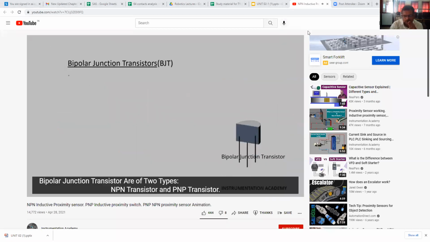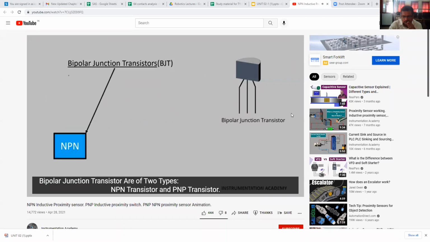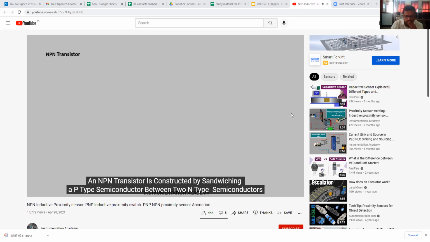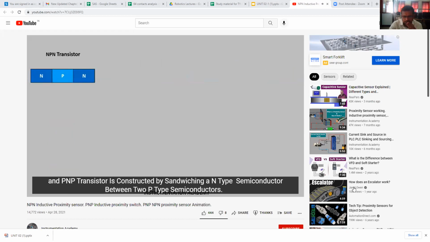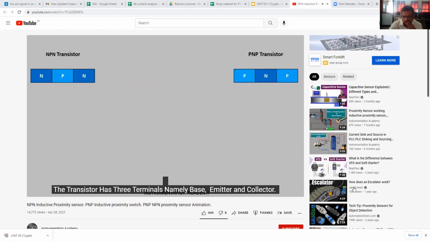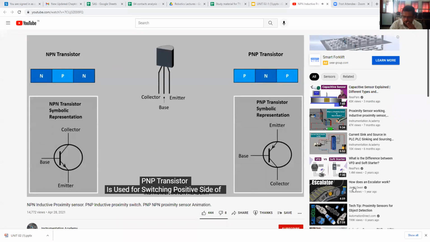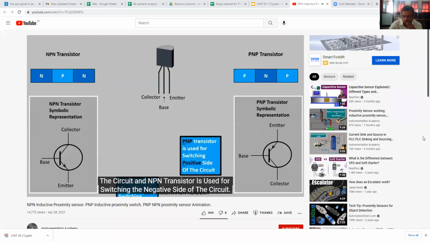Bipolar junction transistors are of two types, NPN transistor and PNP transistor. An NPN transistor is constructed by sandwiching a p-type semiconductor between two n-type semiconductors, and a PNP transistor is constructed by sandwiching a n-type semiconductor between two p-type semiconductors. The transistor has three terminals, namely base, emitter, and collector. PNP transistor is used for switching the positive side of the circuit, and NPN transistor is used for switching the negative side of the circuit.